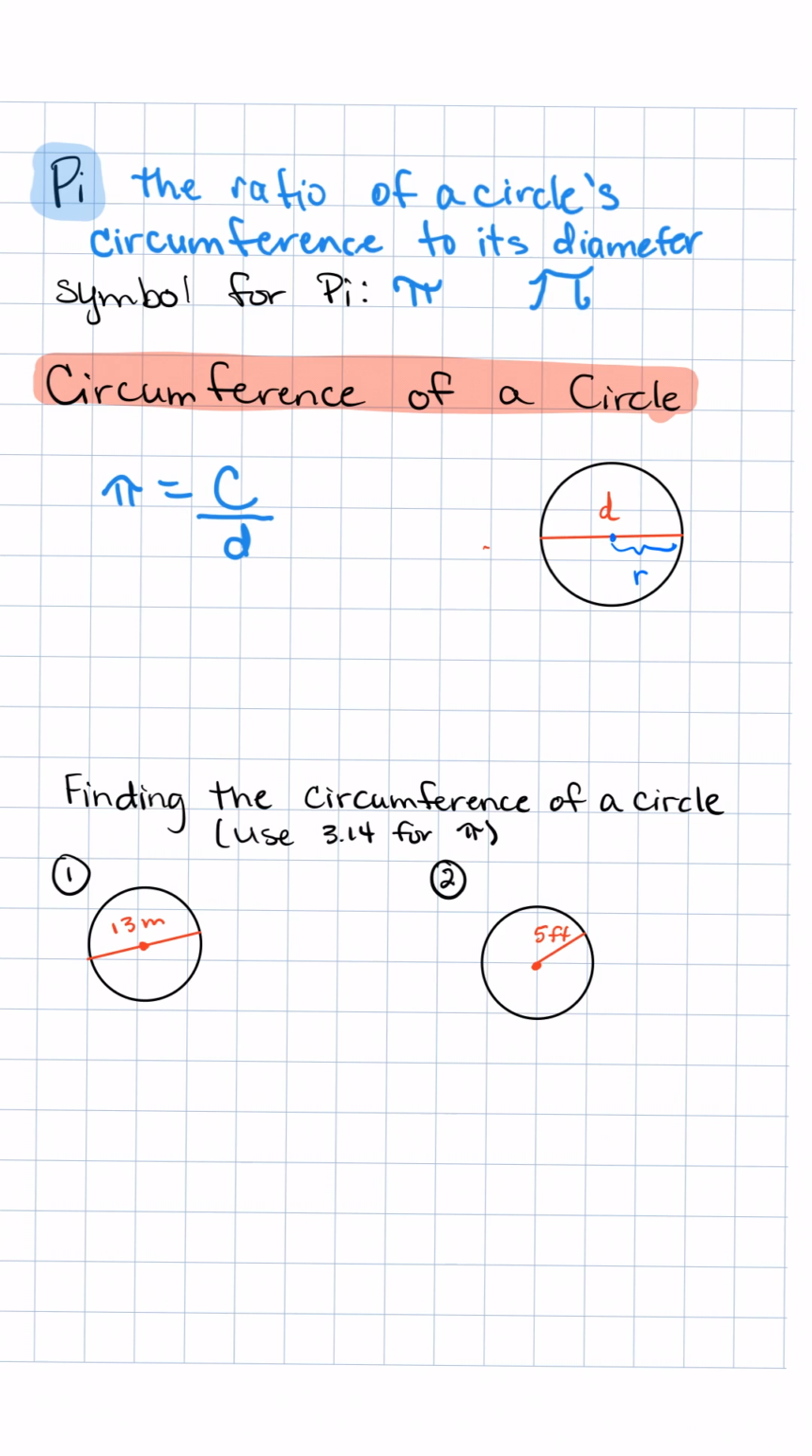So, therefore, we could say that the circumference equals pi times the diameter. Or if you only know the radius, then it's going to be the circumference equals 2 times pi times the radius. Okay, these are the things that you need to know to be able to solve.